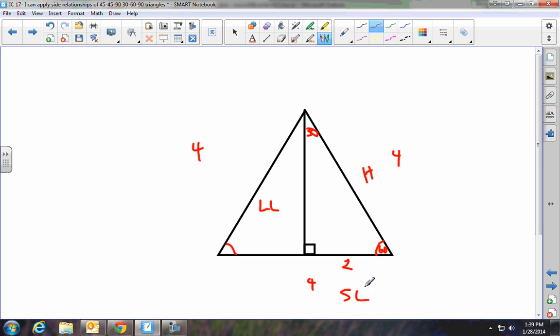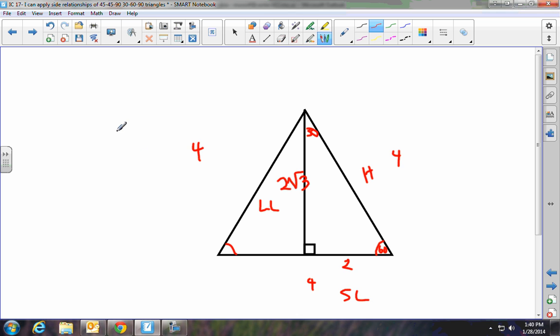Okay? And we also have a shortcut to figure out how to find the long leg. And to spare you a little bit of time and explanation, the shortcut is to take the short leg, which is 2, and multiply it by radical 3. So our long leg is 2 radical 3.